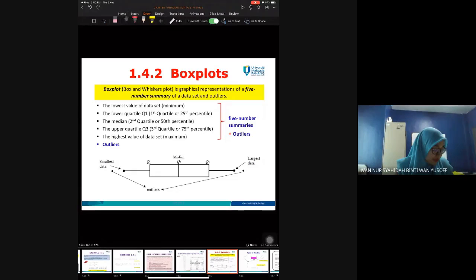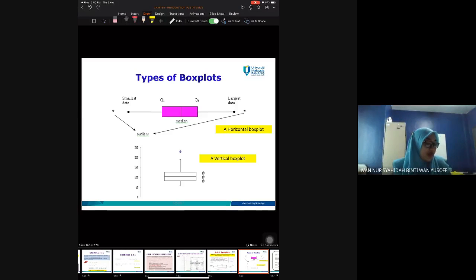You can have a vertical box plot or a horizontal box plot. Horizontal box plot means that we use the x-axis as our axis, and vertical box plot we use the y-axis as our axis. When you construct the box plot, it is suggested to use a proper axis. Proper axis means that you have to determine the range of the values of your axis. Make sure that you have the same range for the values so that your box plot will come out nicely.